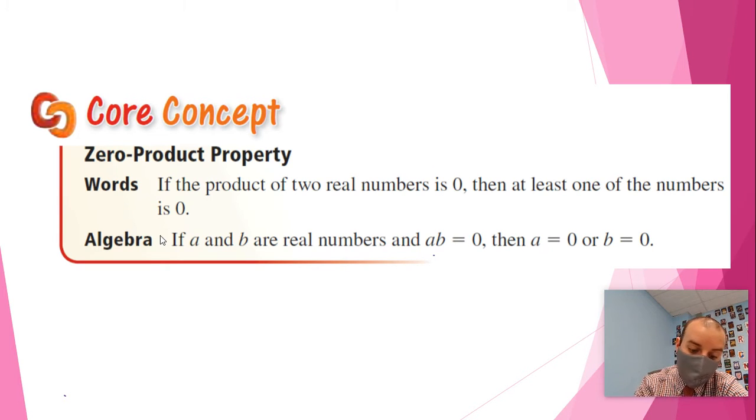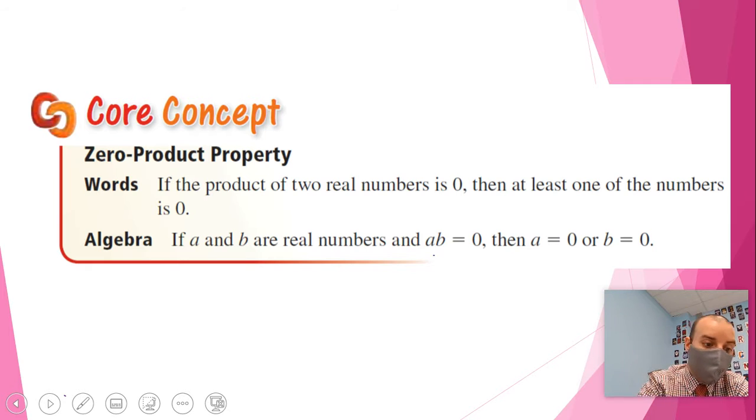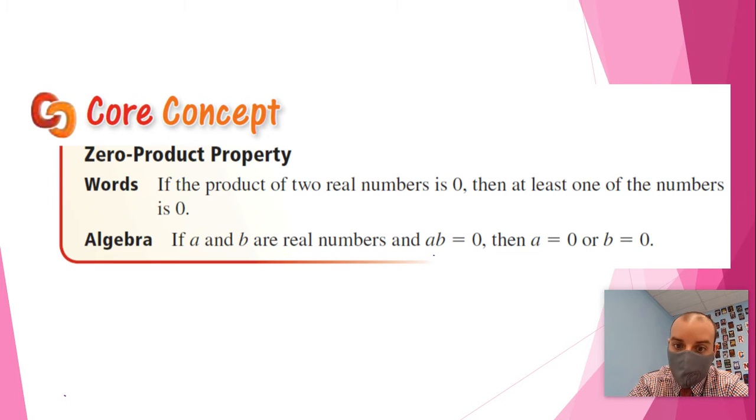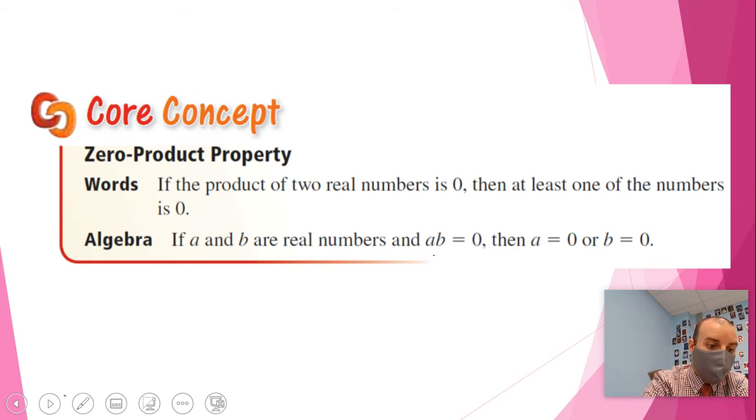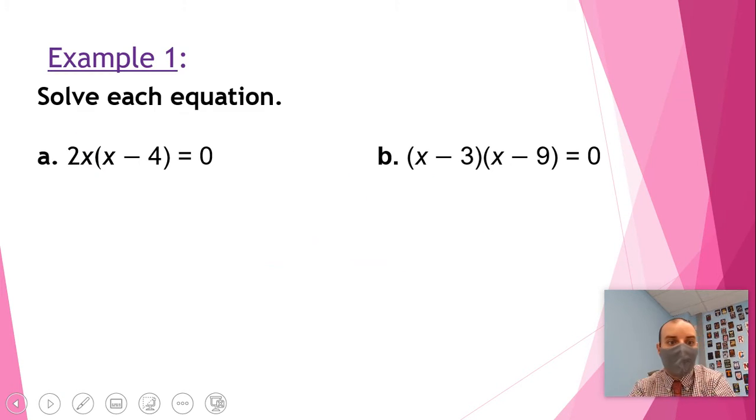And what we're saying here is that one of those two parts of that equation must be equal to 0. We can set one of the parts equal to 0 and solve in order to solve the equation. So the algebraic version of that says if a and b are real numbers and a times b is equal to 0, then either a is equal to 0 or b is equal to 0. So let's take a look at some examples.